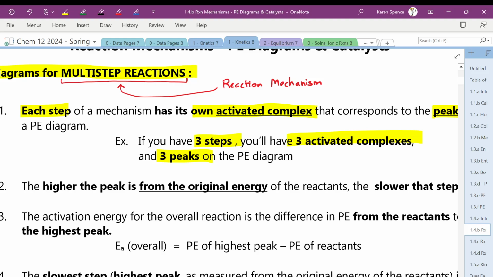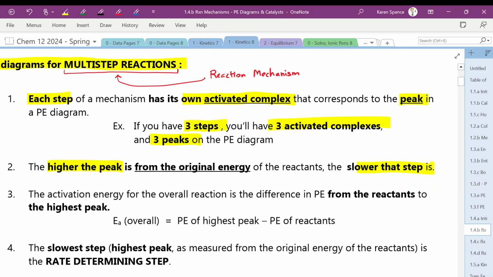Okay, now the higher the peak, the slower the step. Does that make sense? The higher the peak, the slower the step. Just like if I was comparing 2 different reactions. If the peak was higher, it would be slower. If the peak was lower, it would be faster.